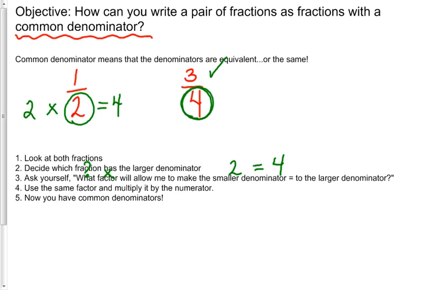Step 4, use the same factor, which I wrote in green is 2, and multiply it by the numerator. I can do that. 2 times 1 equals 2. Now I have a new fraction. So I have 2/4 and 3/4. So now I have common denominators, and I can compare my two fractions.